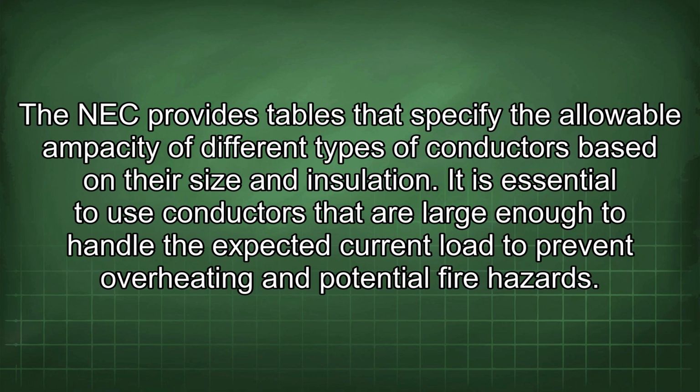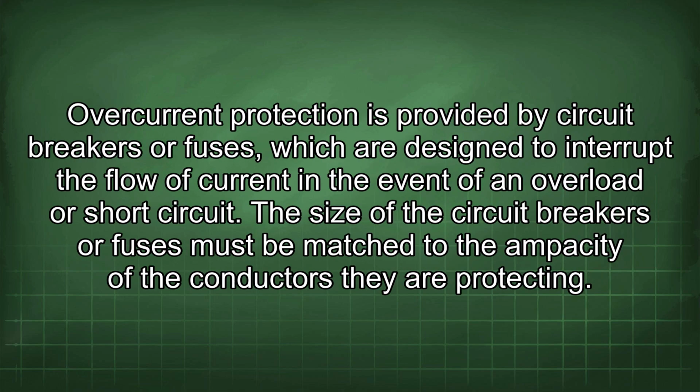The NEC provides tables that specify the allowable ampacity of different types of conductors based on their size and insulation. It is essential to use conductors that are large enough to handle the expected current load to prevent overheating and potential fire hazards. Overcurrent protection is provided by circuit breakers or fuses, which are designed to interrupt the flow of current in the event of an overload or short circuit.